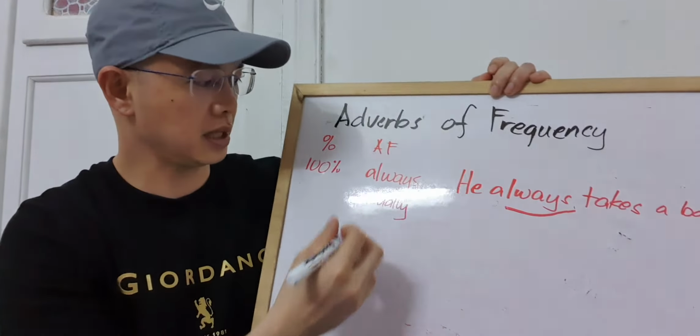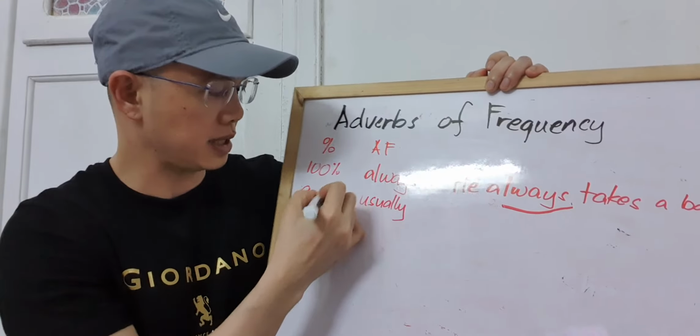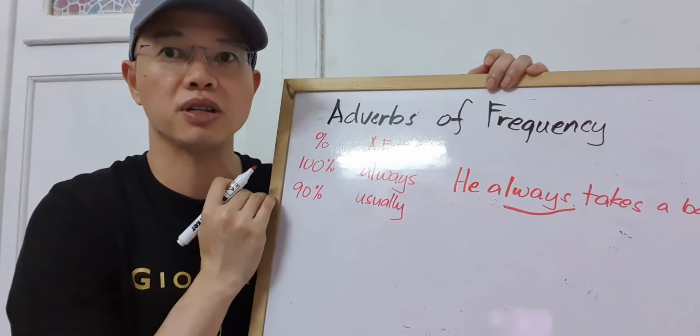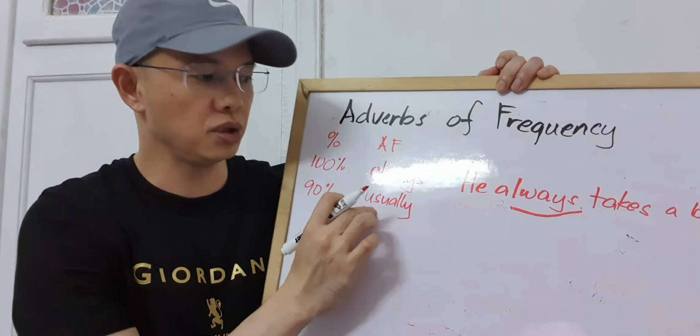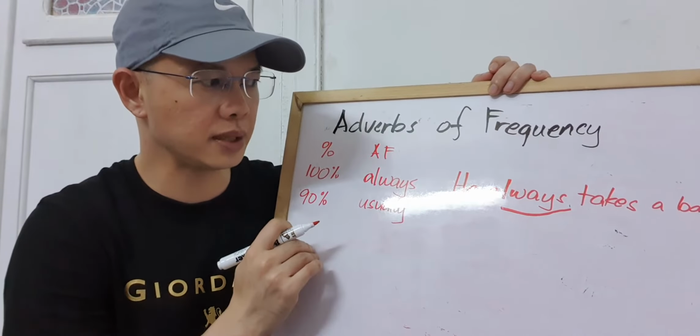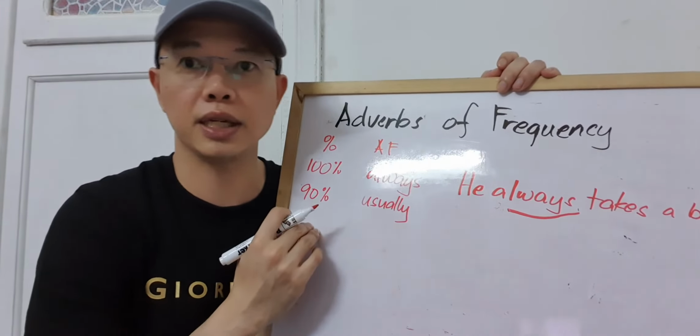What's happening? Usually that is around 90%. The percentages here are actually approximations. So usually it's around 90%. When I say I usually take a bath, it's 90%.